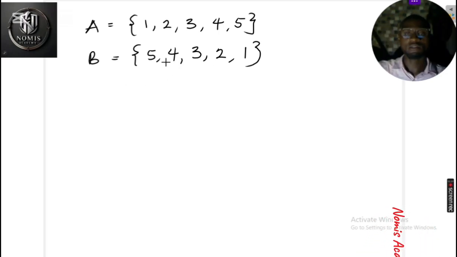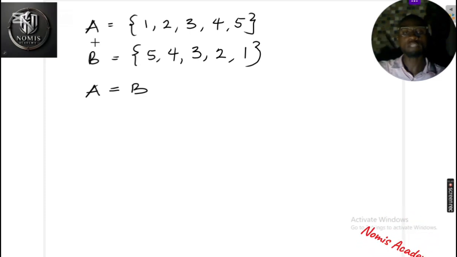So what do you think about the elements of this set? Set A has 1, 2, 3, 4, 5, and set B has 5, 4, 3, 2, 1. So the arrangement does not matter. I can definitely tell that set A is equal to set B, because all the elements present in set A are present in set B. So this we call equality of sets.